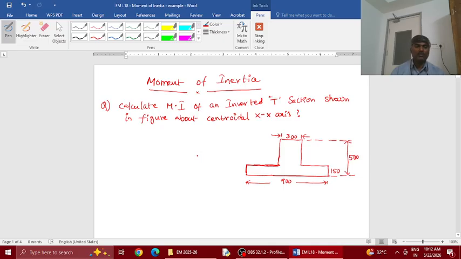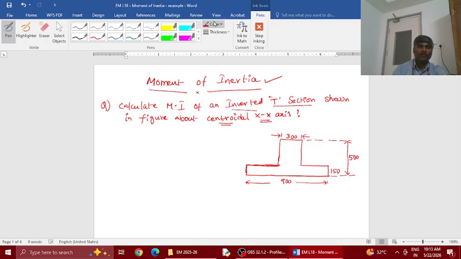In this session, we will solve an example problem on an inverted T section to find moment of inertia. So let us see the question. Calculate the moment of inertia of an inverted T section, which is shown here. This is an inverted T shape, about the centroidal x axis.